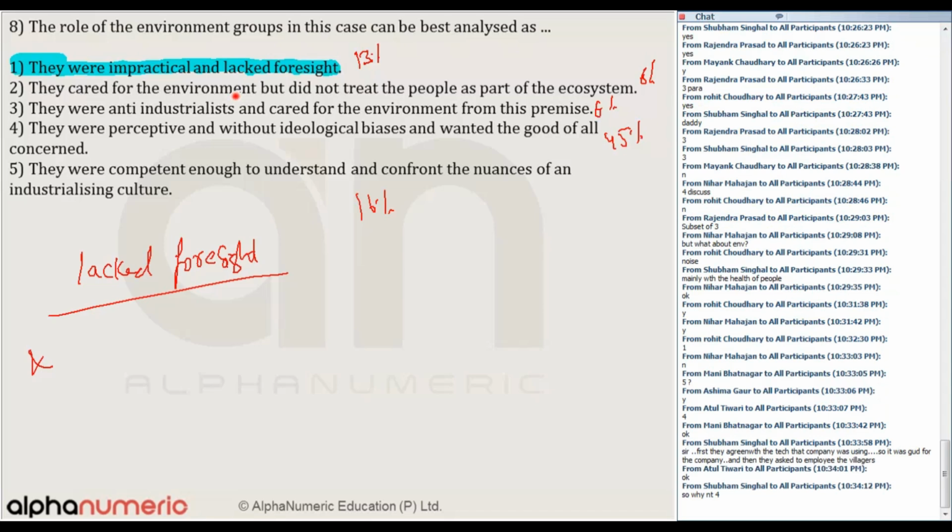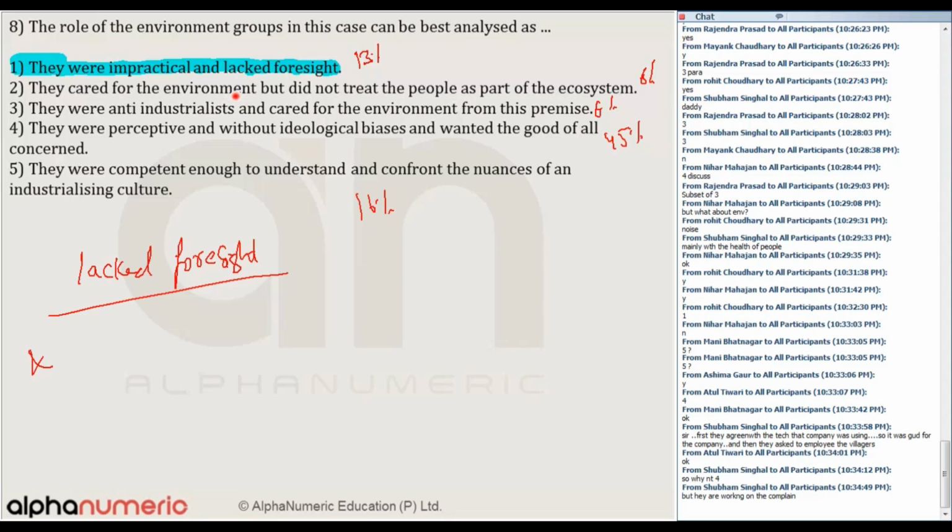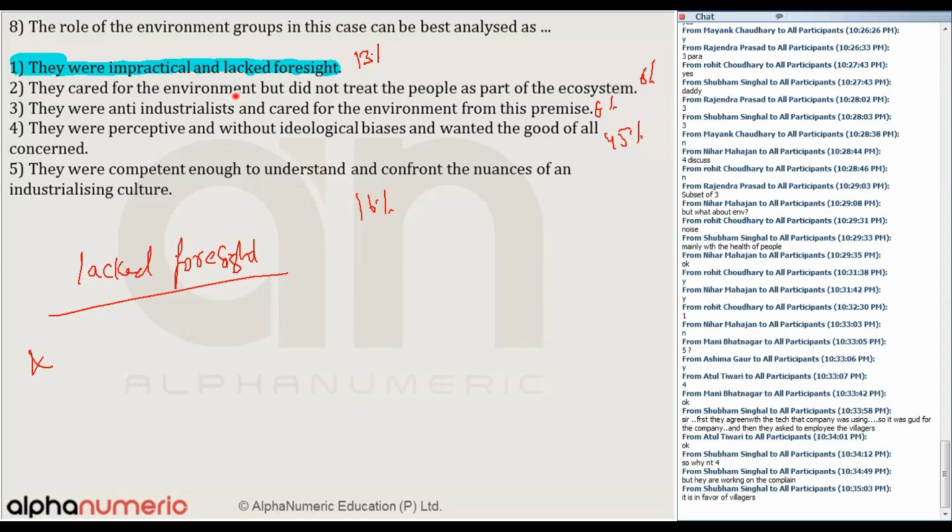They did not think about this at all. Who is going to employ them? But they are working on the complaint. If they are working on the complaint, then that's perfectly right. But tell me one thing, don't you think that they were very, very impractical? Is it in favor of the villagers if the factory is going to be shut down? Please tell me.